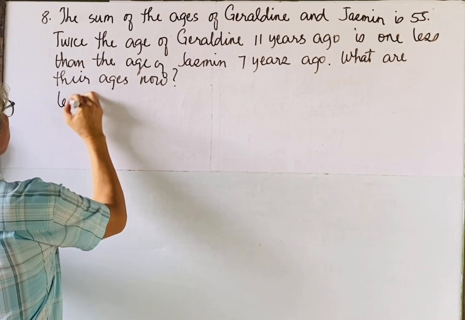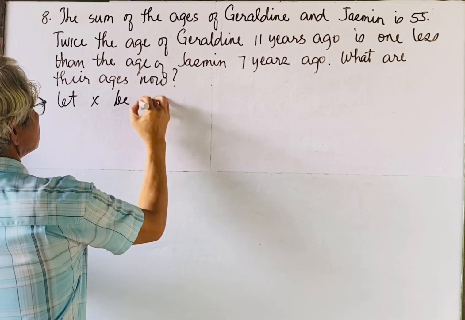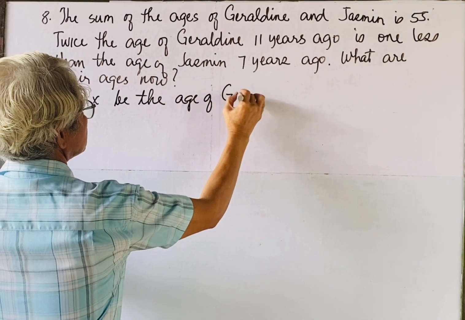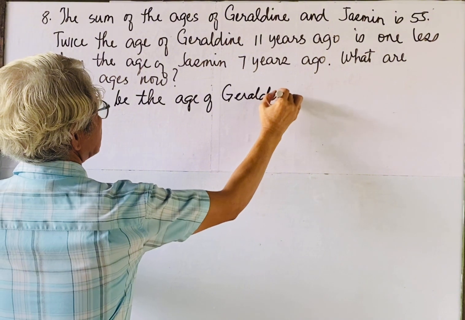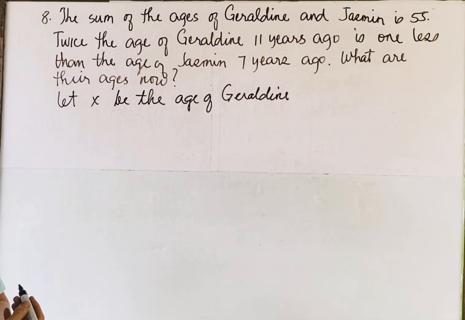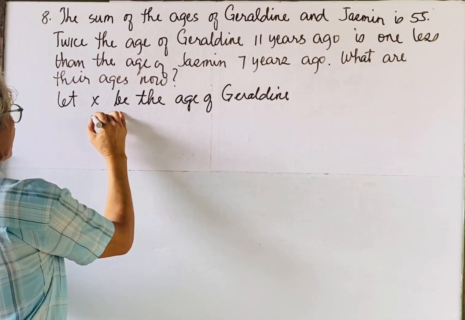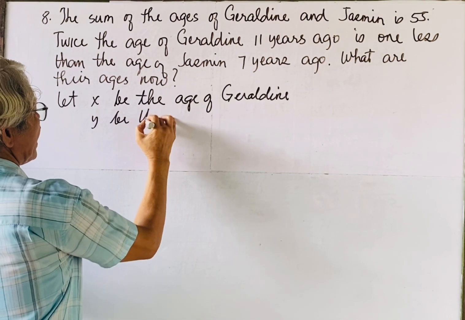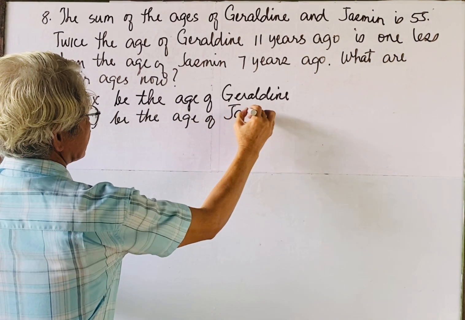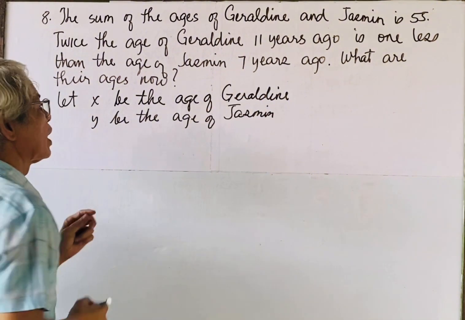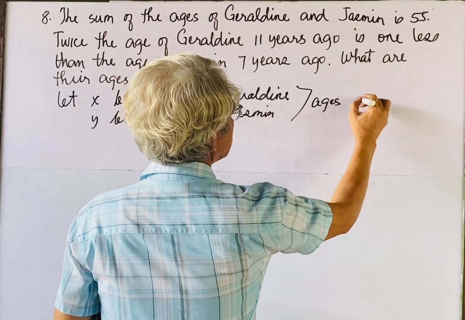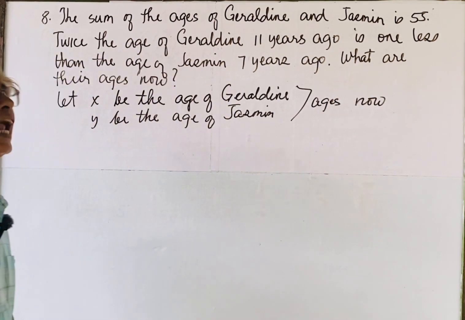So, let X be the age of Geraldine, and let Y be the age of Jasmine. Ganyan na lang ang ating gagawin. Ito yung ages now, yan ang edad nila ngayon.